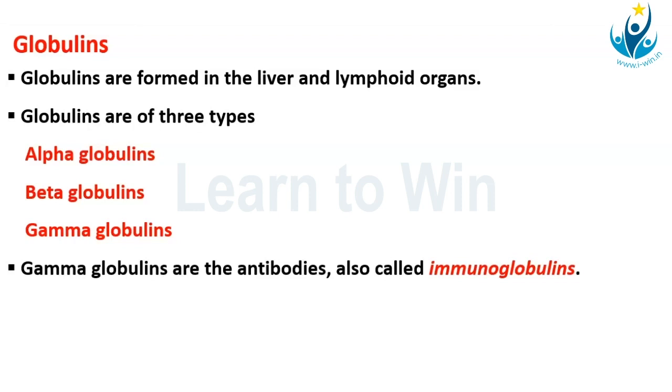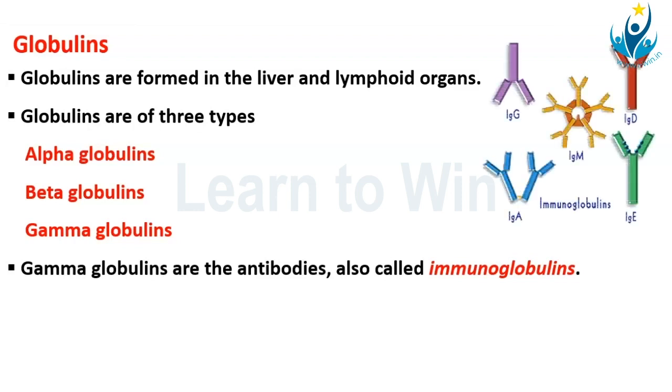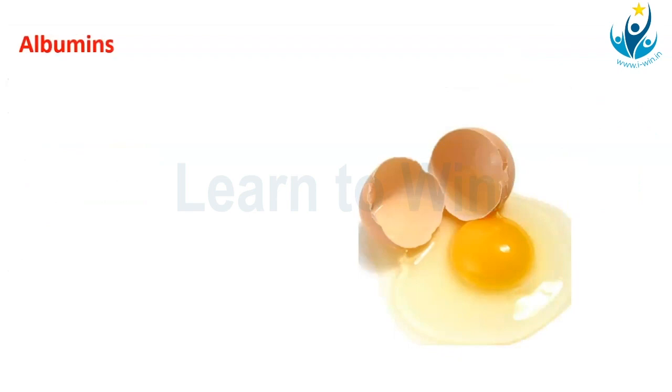immunoglobulins. So we know that alpha globulin and beta globulin, where do you see that? You'll see them even in the structural component of blood, but gamma globulins are mostly associated with production of antibodies, and hence they are called immunoglobulins. So these are a few immunoglobulins.